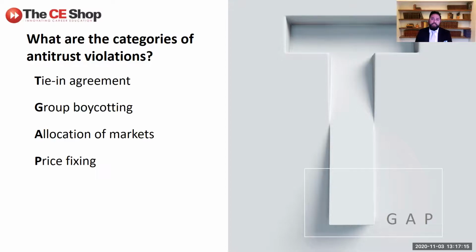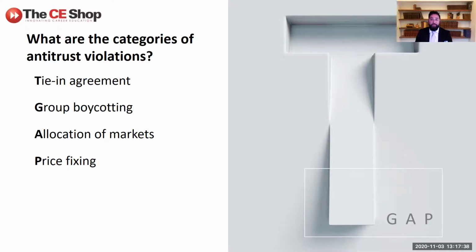So the antitrust violations are a tie-in agreement, where you predicate one agreement on another. They have to be separate. Group boycotting is when you're working with other brokerages or brokers trying to ultimately blacklist someone in the community. That means you're ultimately not willing to work with them or have them not work with you. And that's something that you cannot do.